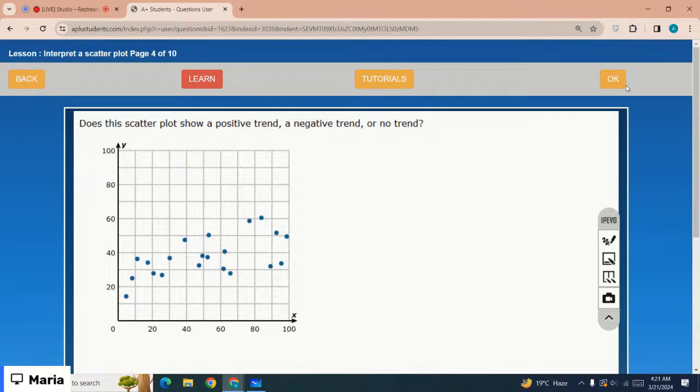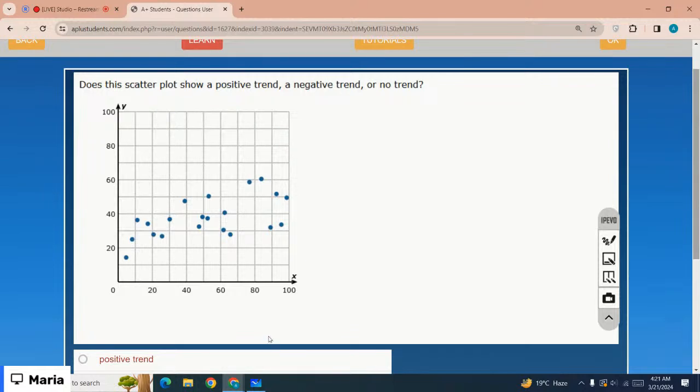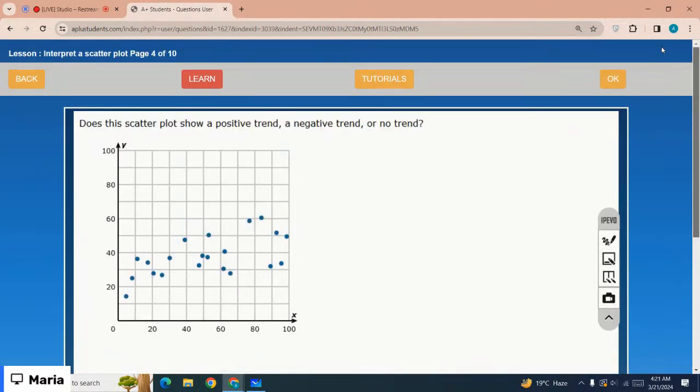Does the scatter plot show a positive trend, a negative trend, or no trend? Which is the correct option? The graph shows the positive trend. The correct option is positive trend.